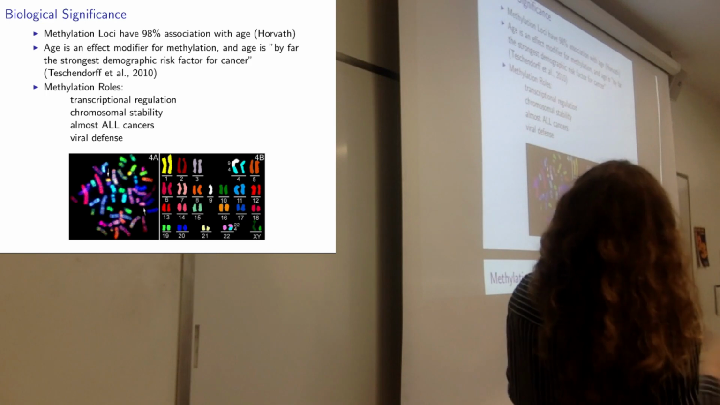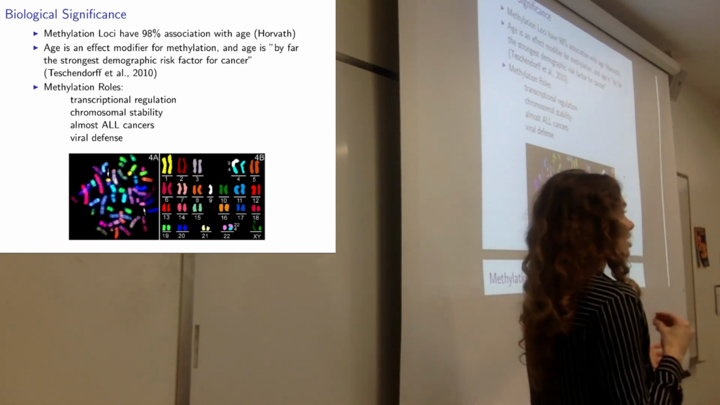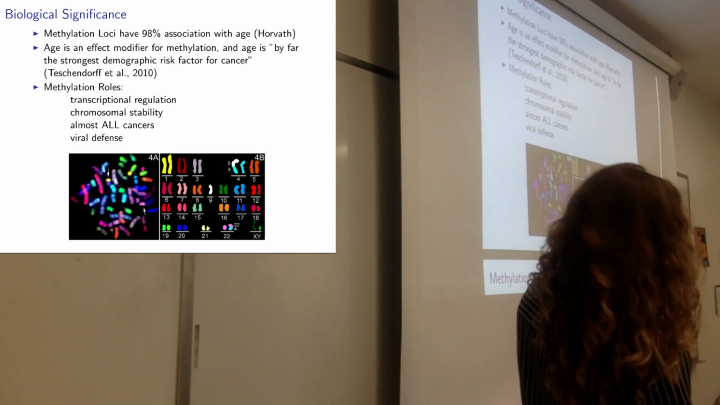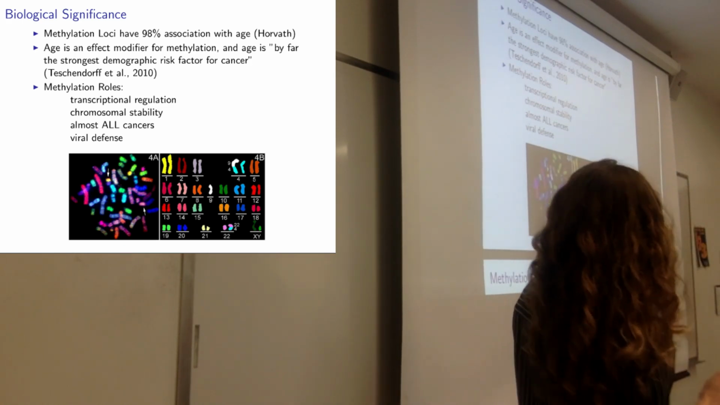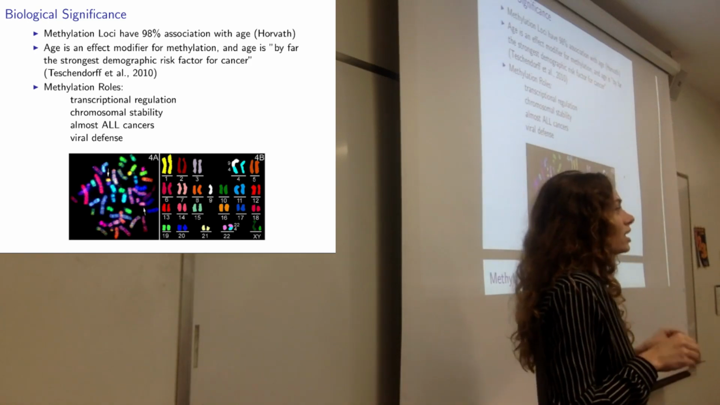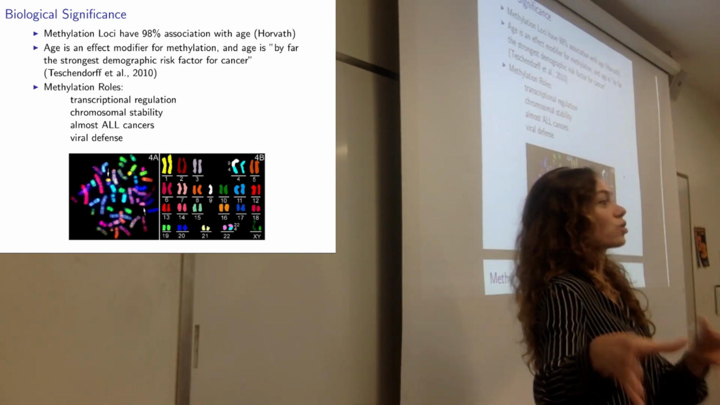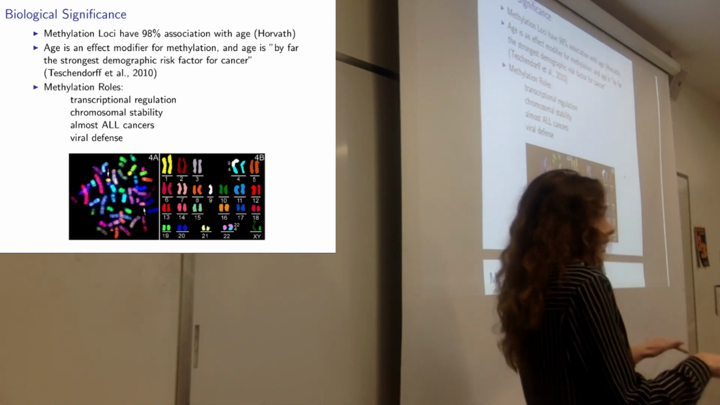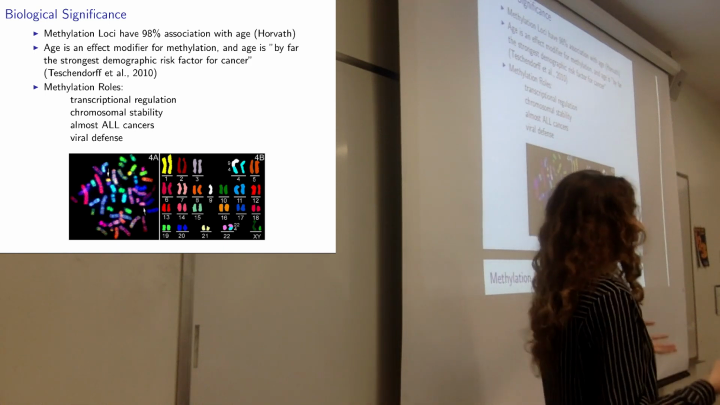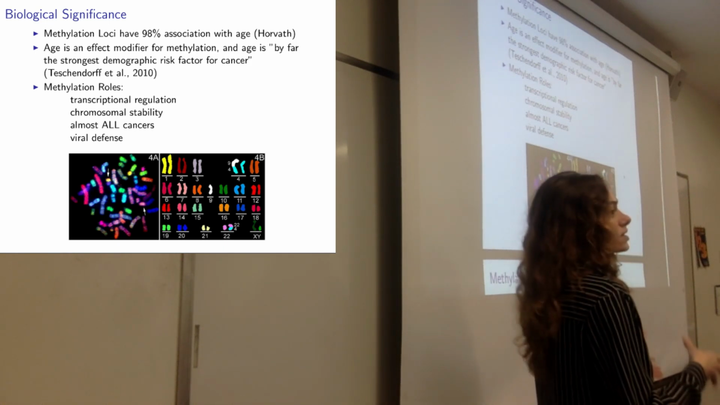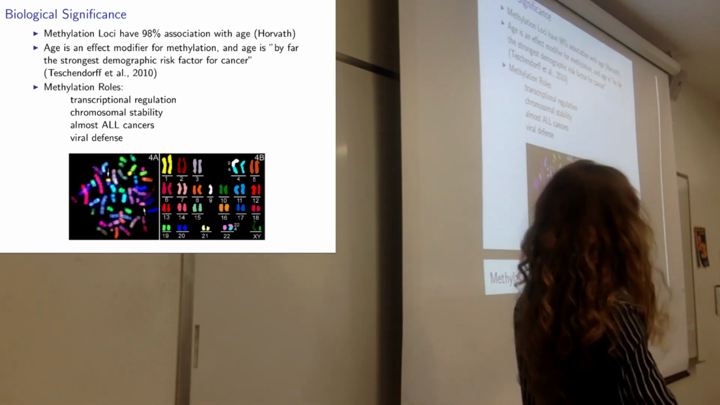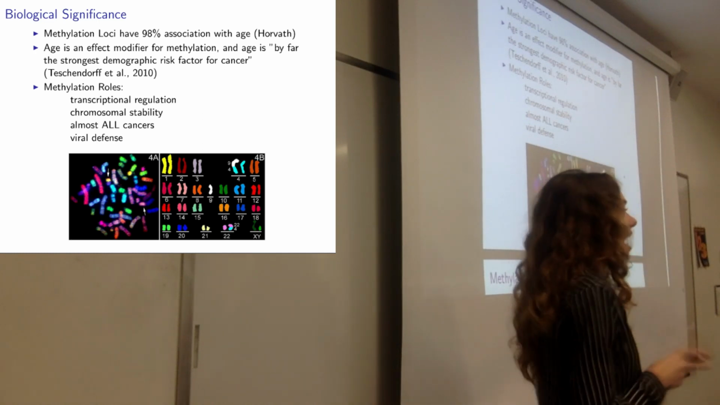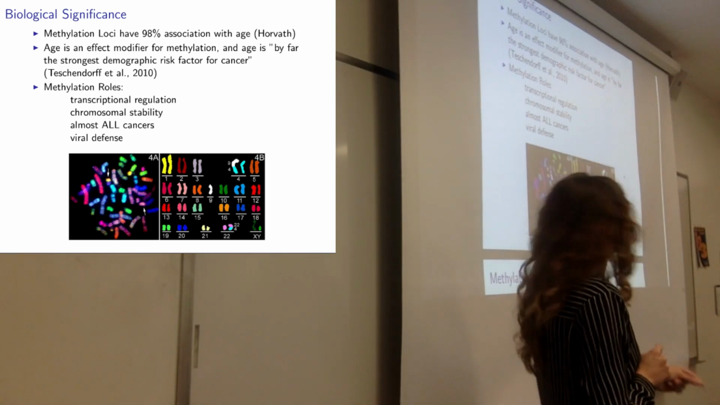And so they consider age to be an effect modifier for methylation, because if you know the age, then you can predict some methylation. And age is also considered the strongest demographic risk factor for cancer. So we see most cancer in older people because of aging. And cancer in young children is not common. But it still happens, the idea is that it's not most types of cancer. So cancer is associated with age, and if we're looking at cancer and methylation, we have to account for age, and that's what this paper is doing.